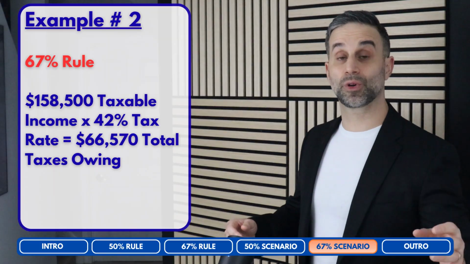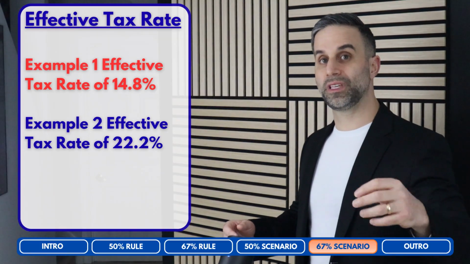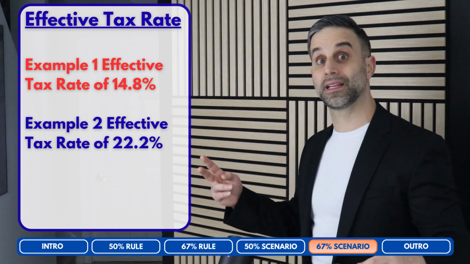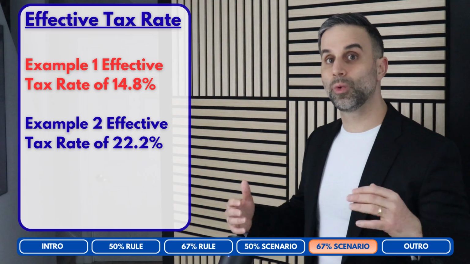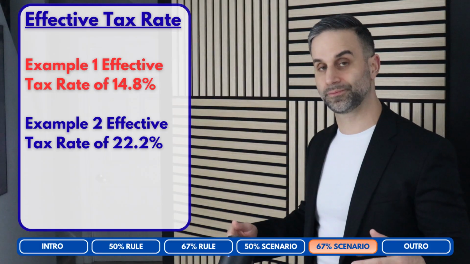So in example number one, your effective tax rate would be just under 15%. And in this second example, your effective tax rate would be right around 22%.